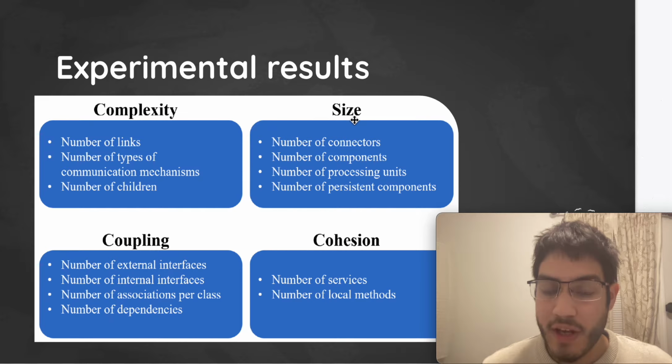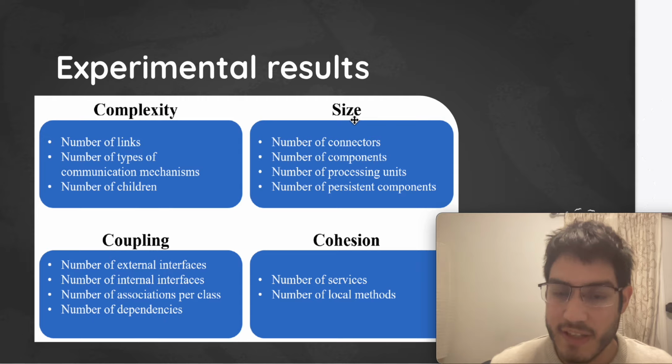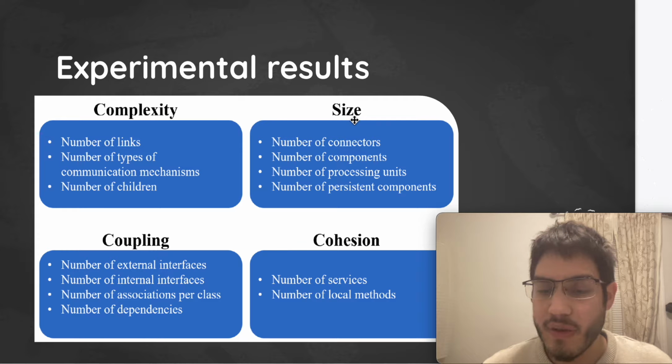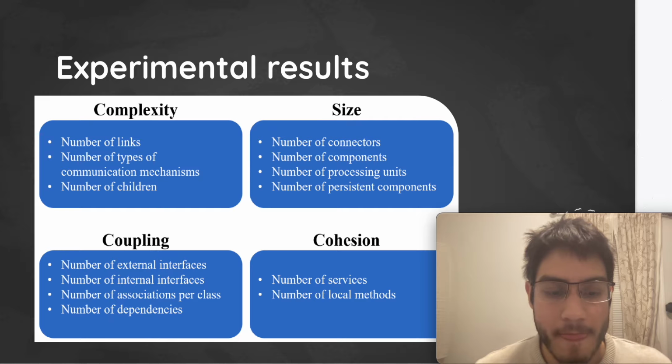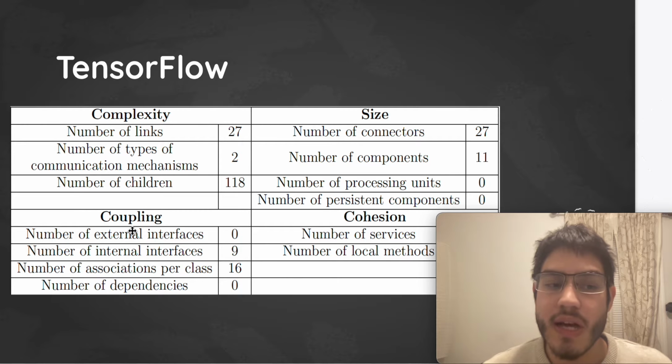Here we measure the number of dependencies mostly, and also whether we have external interfaces, as well as internal interfaces. In the cohesion, we study how many local methods we have in our framework. TensorFlow. So these are the results for TensorFlow.